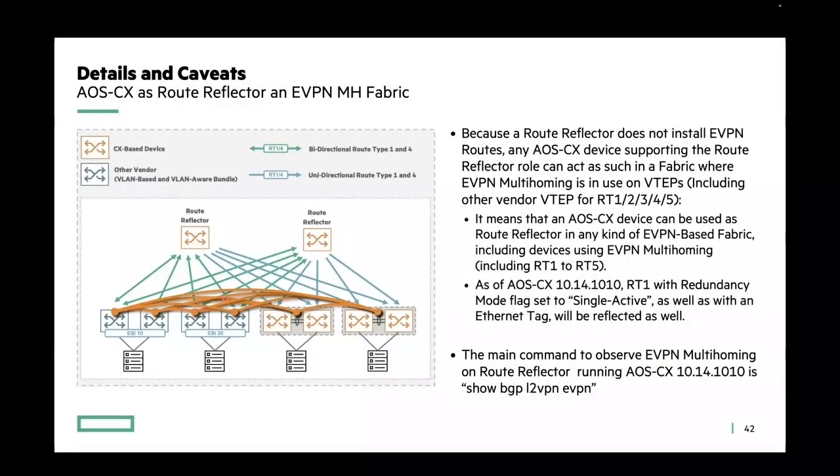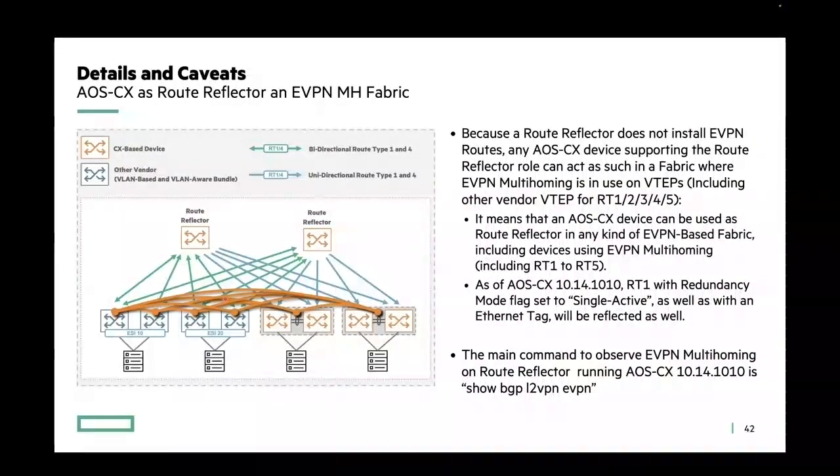Finally, one quick point, something we mentioned earlier in the presentation, is the use of a CX device as a route reflector. A route reflector does not install EVPN routes, meaning it doesn't originate the EVPN routes. It only reflects the routes that it receives. So a CX device can be used as a route reflector in an EVPN VXLAN fabric which has multi-homing VTEPs, including RT1 to RT5. And because we do not install the routes, we can reflect routes which have a non-zero Ethernet tag, but also with the flag single active.